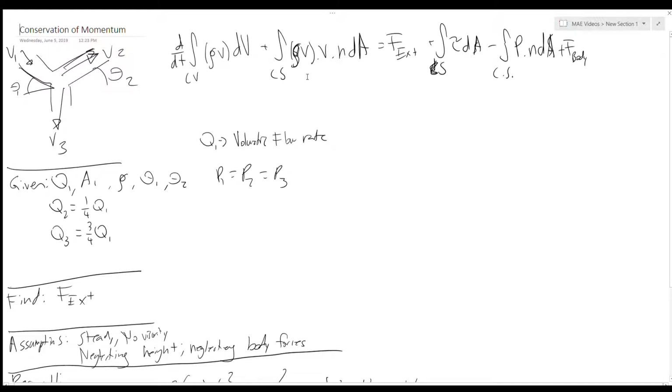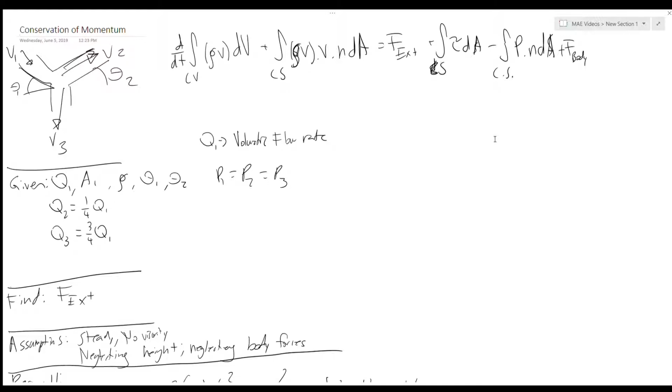The second term here is our flux term. This is just like the flux term in the conservation of mass equation that we did prior. This is our external force. These are viscous forces, pressure forces, body forces. The left side has to equal the right side. That's just how the conservation of momentum works.